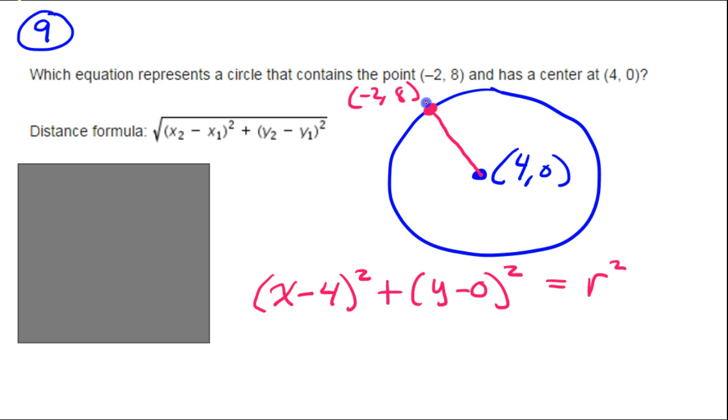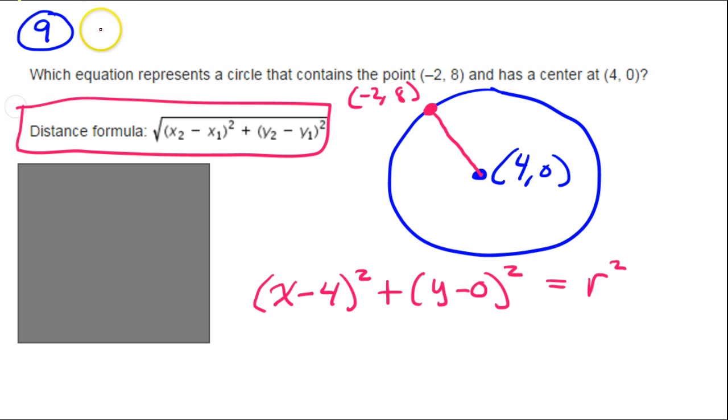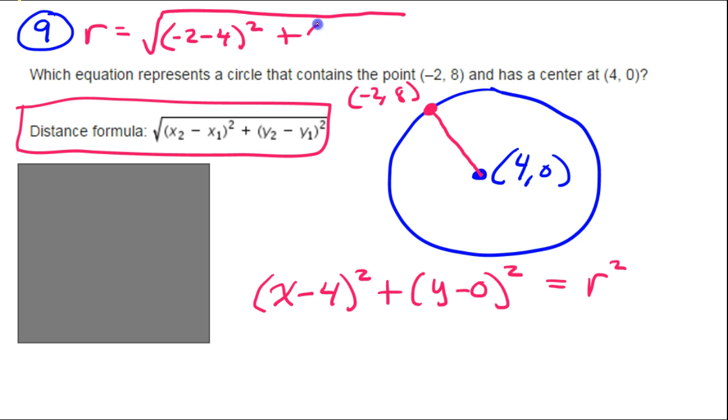Okay, so if I want to find the radius, I will use the distance formula. They were kind enough to give us the distance formula in case we forgot. But that radius should be the distance between these 2 points, which would be calculated by doing x minus x squared. So that will be -2 minus 4, or I could do 4 minus negative. The order really doesn't matter. So I'm just going to do -2 minus 4 squared. Now I'm going to do y minus y, so that's 8 minus 0 squared. And that should give me the radius.